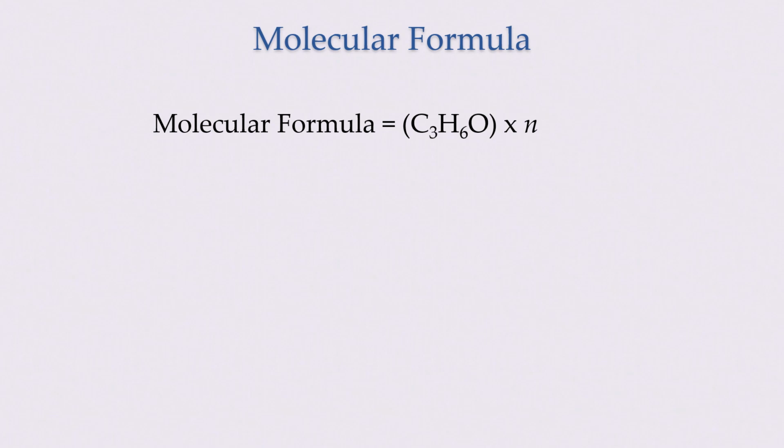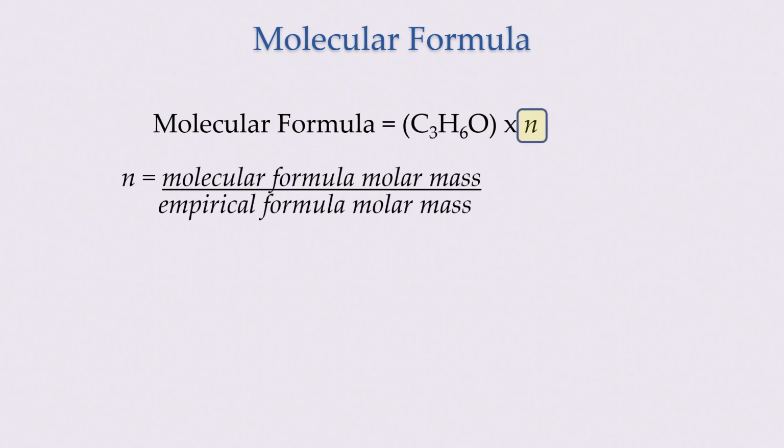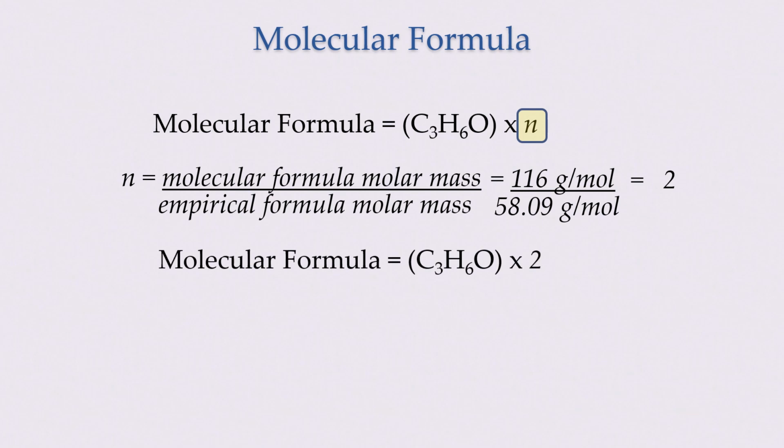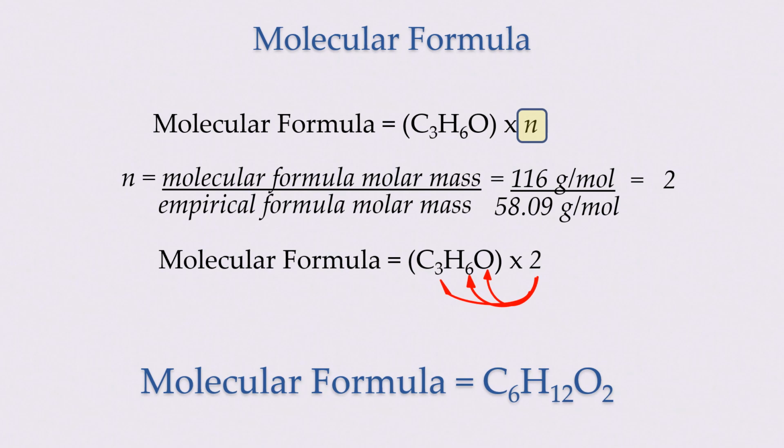Let's find the molecular formula next. The molecular formula is always some whole number multiple of the empirical formula, represented here by the letter N. N is the ratio of the molecular formula molar mass to the empirical formula molar mass. Here, 116 grams per mole over 58.09 grams per mole equals a ratio of 2. We can distribute the ratio of 2 and find the molecular formula, C6H12O2.